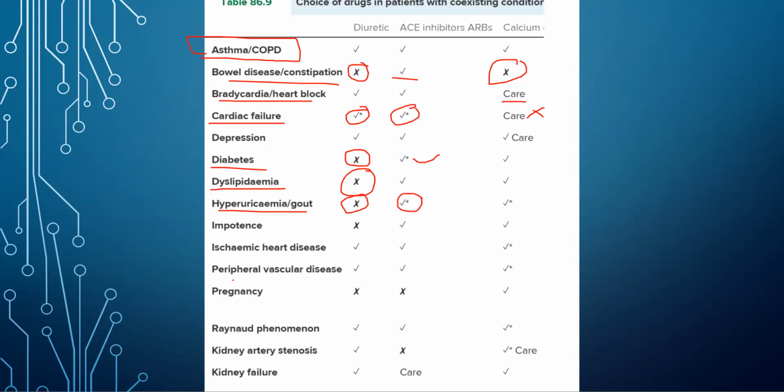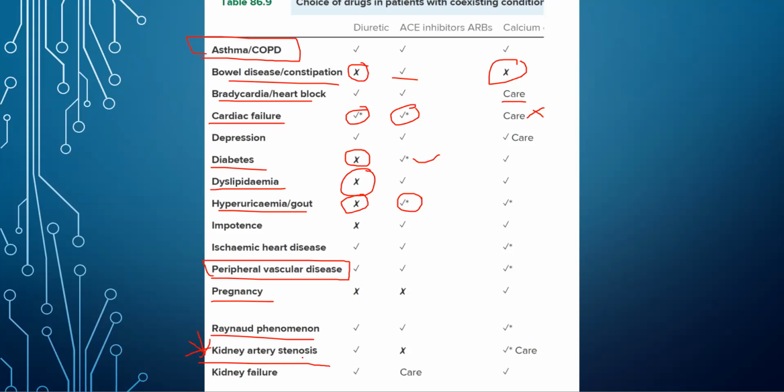Ischemic heart disease, you can use anything. Peripheral vascular disease, you can't use beta blocker, but you should use calcium channel blocker in that patient because calcium channel blocker causes vasodilation. For pregnancy, you can't use thiazide or any of the diuretics, and also no ACE inhibitor. For Raynaud phenomenon, again, you cannot use anything which causes vasoconstriction, like beta blocker, which is contraindicated. So what is best? Calcium channel blocker.